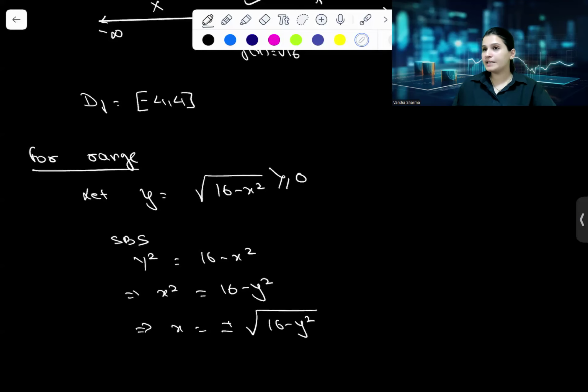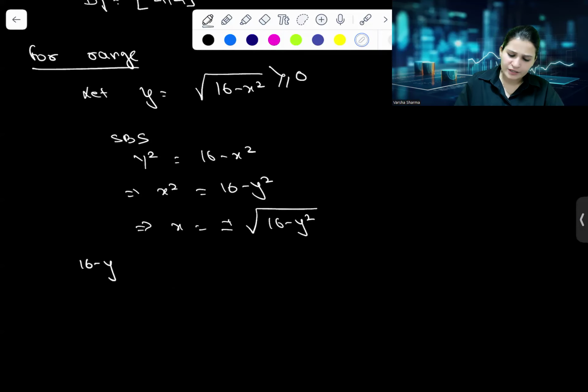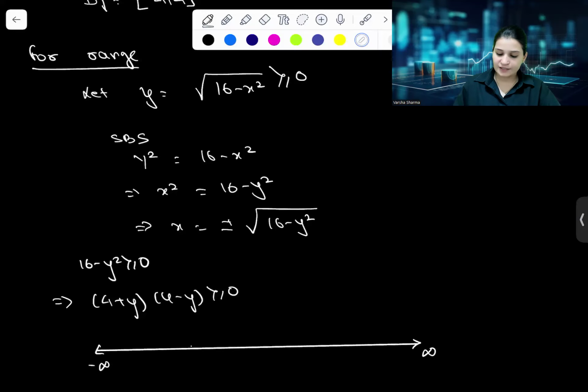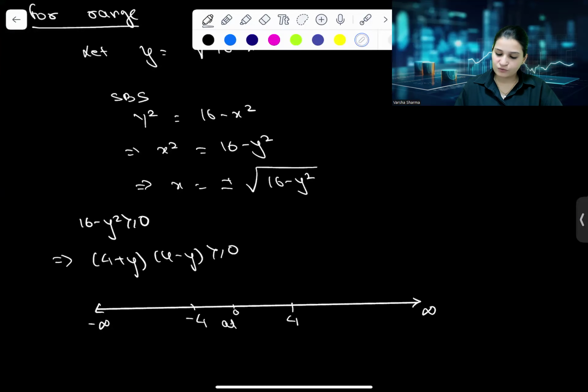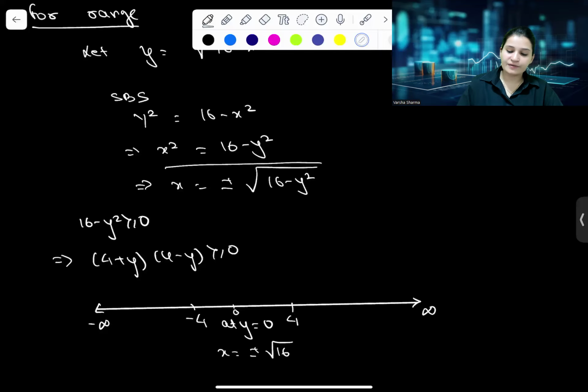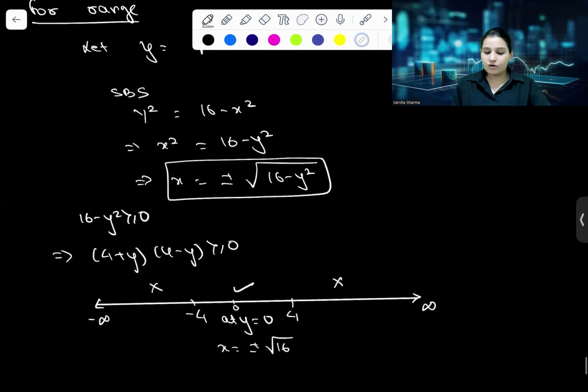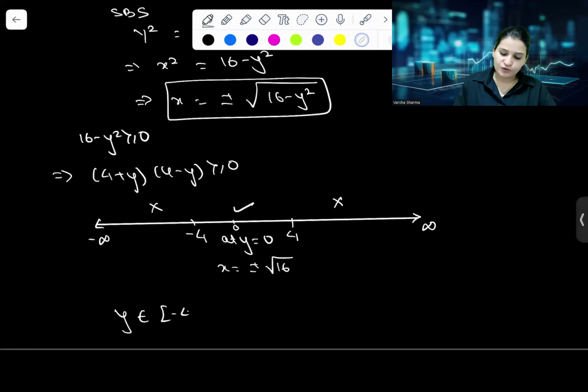So again the same part repeats. 16 minus y square should be more than or equal to 0. 4 plus y, 4 minus y more than or equal to 0. Number line, minus 4 and 4. So from here at y equals 0, x will be plus minus root 16. This is where we replace the value. So I'm allowed to do this. So this says that y should belong to minus 4 to 4.